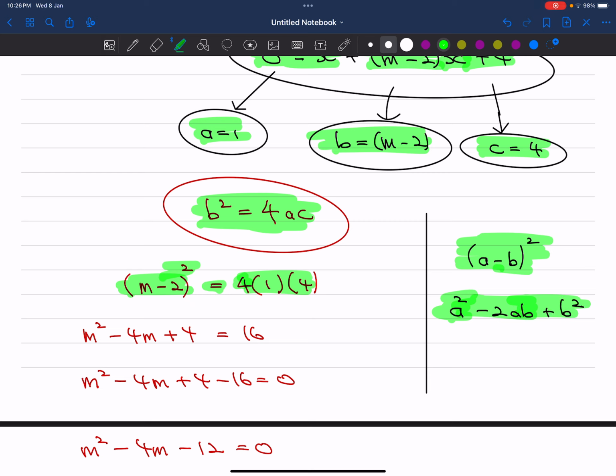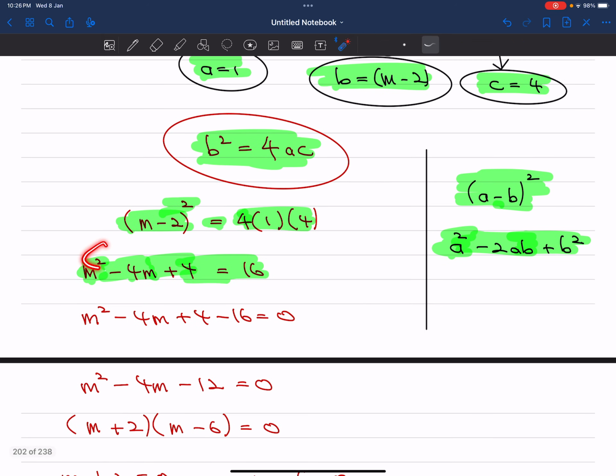So we shall get m squared, minus 2 times m times 2. That will give me 4m, minus, and finally 2 squared is 4. So I have m squared minus 4m plus 4 equals 16. Again, since we have a square, it is a quadratic equation, I must make it 0. So the 16 I transfer to the left hand side. I will get m squared minus 4m plus 4 minus 16 equals 0.